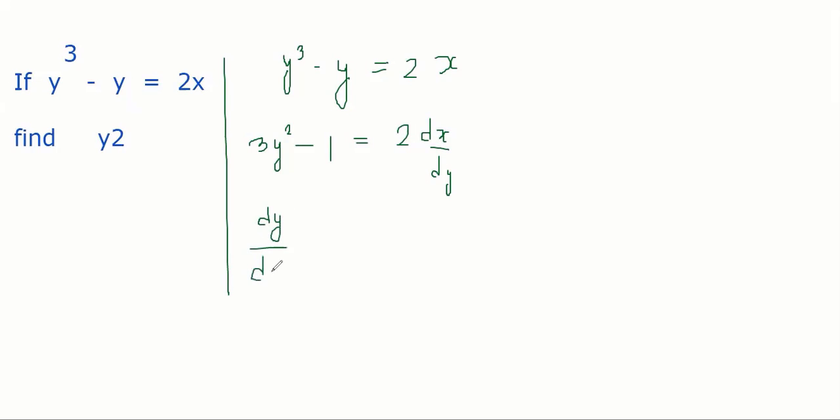Soumya, what dy by dx become? It will become 2 over 3y square minus 1 or not, guys? Usha, ठीक है ये? Yes, sir. I got my mistake. Okay, so we have dy by dx equal to 2 over 3y square minus 1.